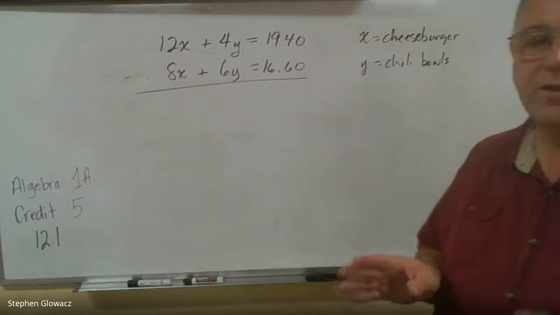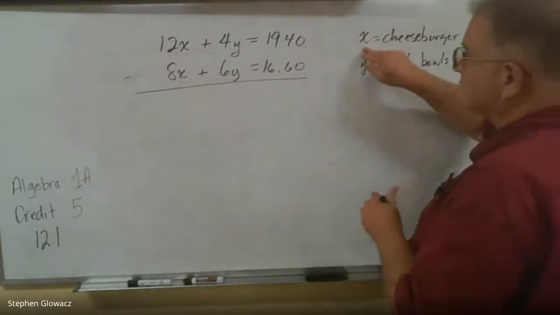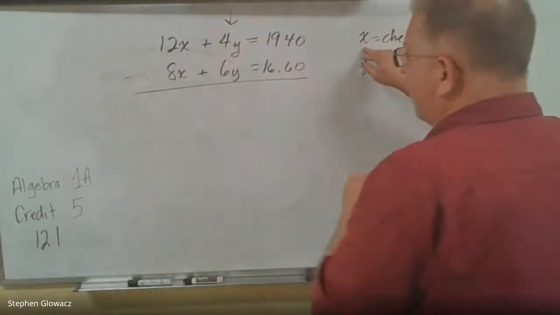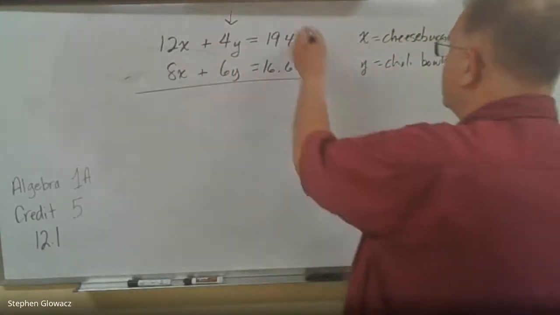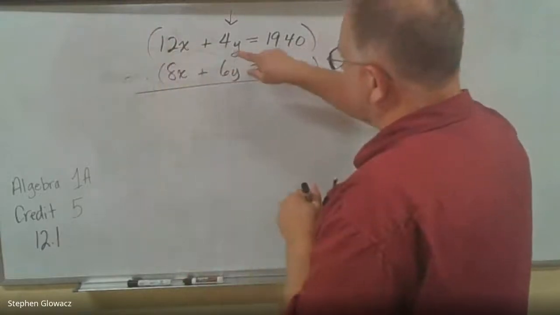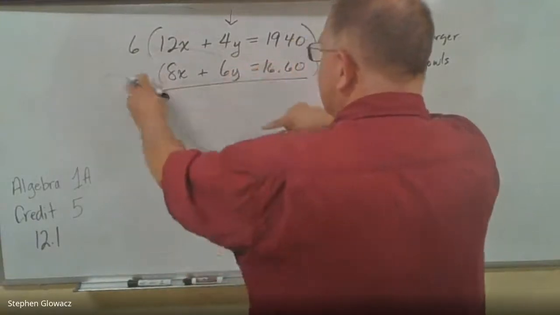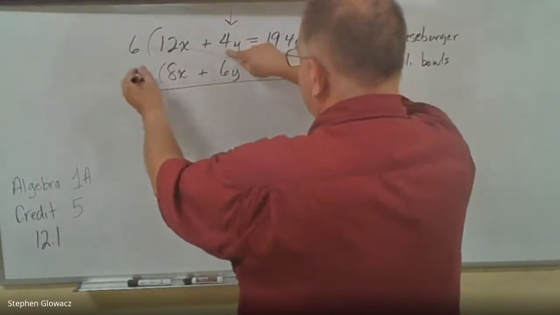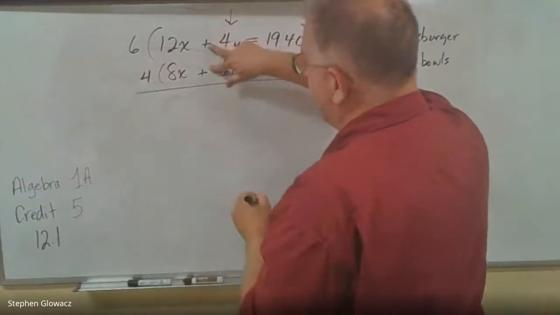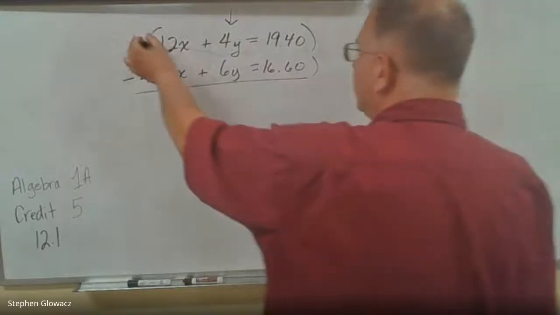So if we only want to know the cost of the cheeseburger, that's X, so we definitely want to cancel Y. We want the Y's to cancel out. So remember how we do that? We're going to multiply the first equation by the coefficient of Y in the second equation, and the second by the coefficient of Y in the first. These are both positive, so one of these has to become negative. All right, so let's go ahead and multiply through.